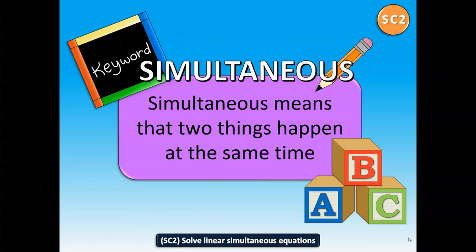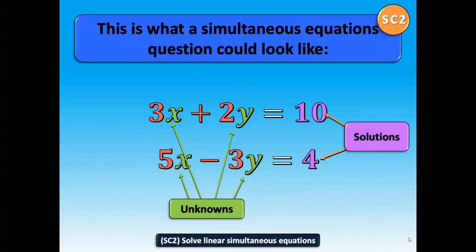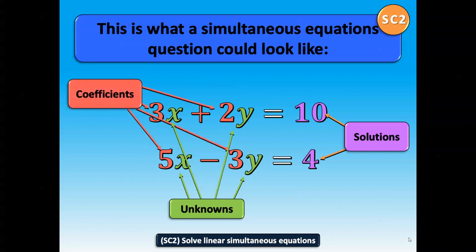Simultaneous means that two things are happening at the same time. So when I have a pair of simultaneous equations, like this, that means both the x's represent the same number and both the y's represent the same number. The letters are known as unknowns. What it equals are known as solutions, and the numbers in front of a letter are known as the coefficients.